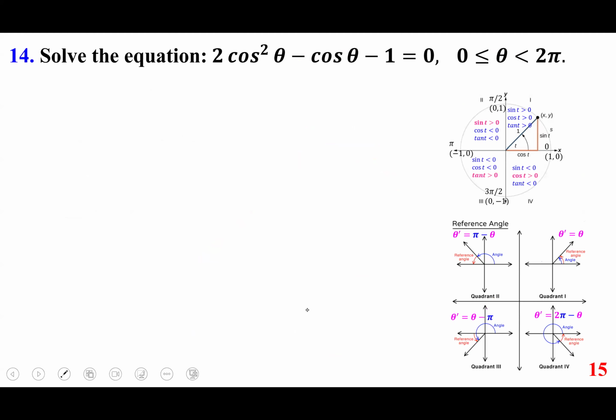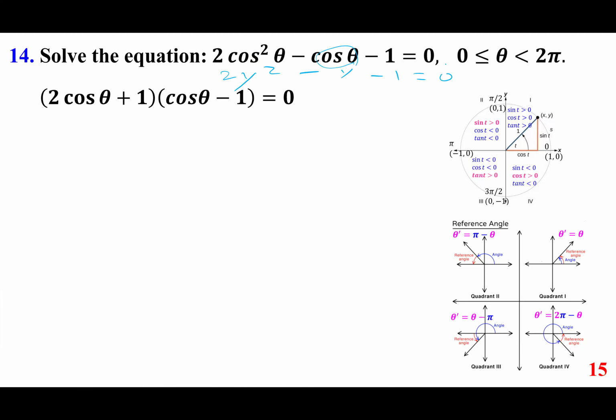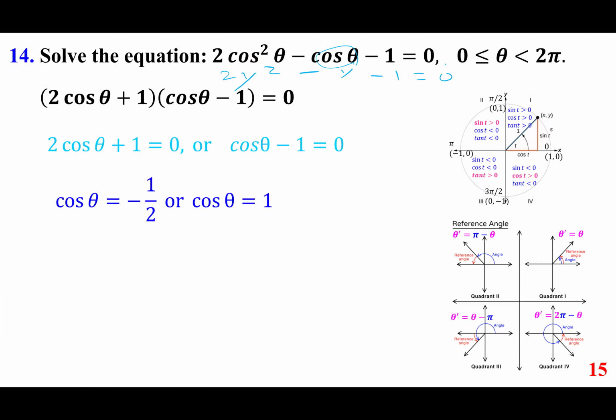I'm going to solve this equation. Again, if you want, you can write this as, let's say this is y, so you can write this as 2y squared minus y minus 1 and do the factoring, but it's not a big deal. Just the way it is, 2 cosine theta plus 1 times cosine theta minus 1. I hope everybody's comfortable with that. So either the first one is 0 or the second one, which results in cosine theta being -1/2, cosine theta being +1. Well, +1 is simple, theta is 0.